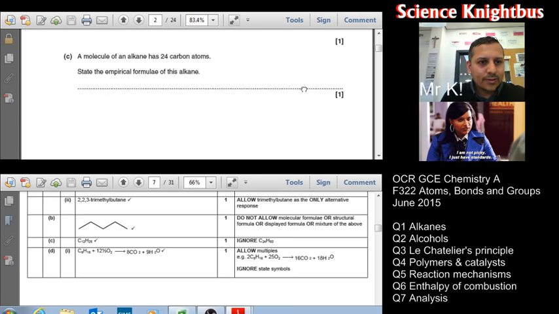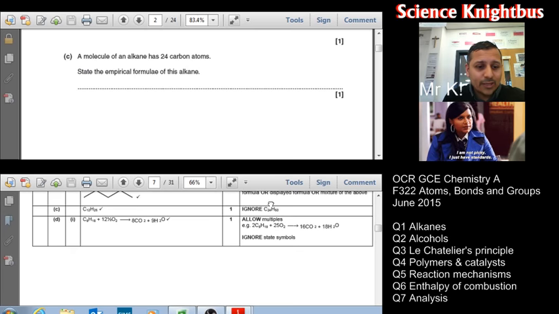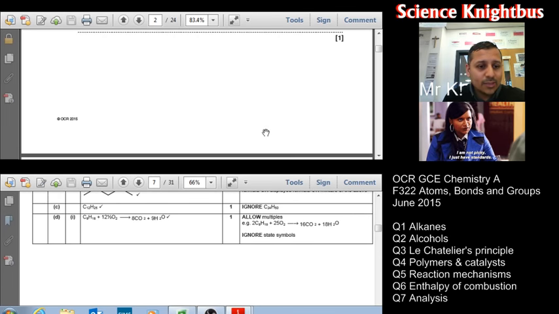So a molecule of an alkane has 24 carbon atoms. The empirical formula has to be C12H25 because you can simplify the 24 down to 12. You've also got 24 carbons, so use the 2n plus 2 for the hydrogens: 24 times 2 is 48, plus 2 is 50. Simplify it, and you've basically got your C12H25. That's an easy one. Okay, multiples allowed in the next one.